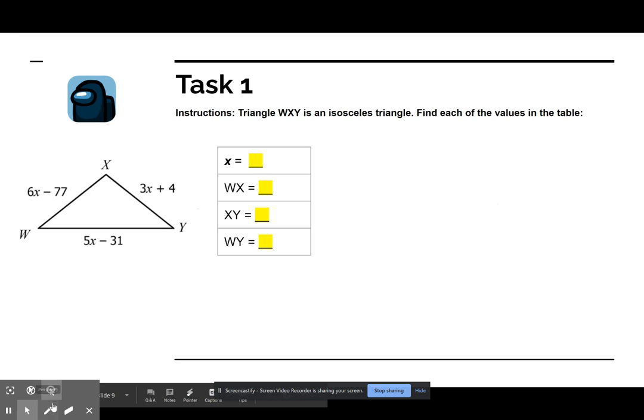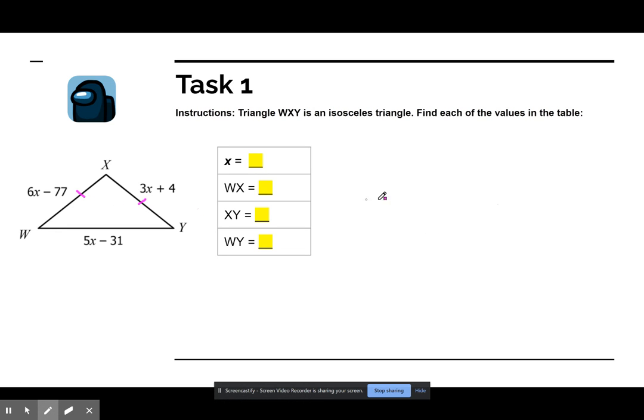And the last example is the same. We have this isosceles triangle where these two side lengths are equal. So I could set up an equation of 6x minus 7, is equal to 3x plus 4. Now from here I can solve for x and then plug x back in to these expressions to find the side lengths.